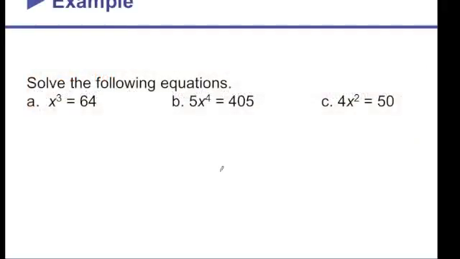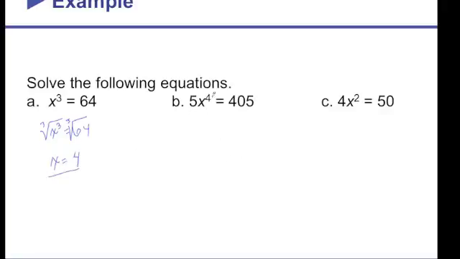Let's solve some of these equations. So we have x to the third equals 64. What we're going to do is just take the third root of both sides. The third root and cubing cancel each other out. So x will equal the third root of 64, which is 4. So we've solved that equation.